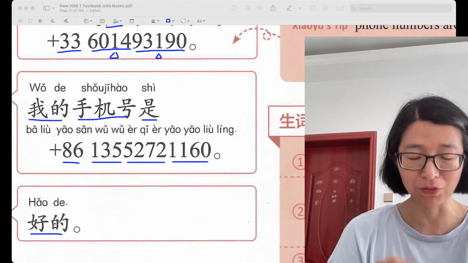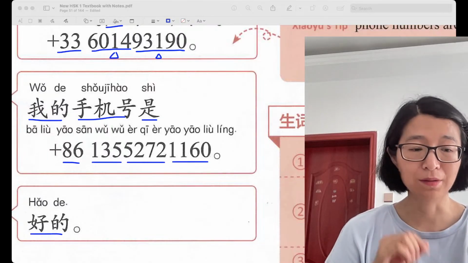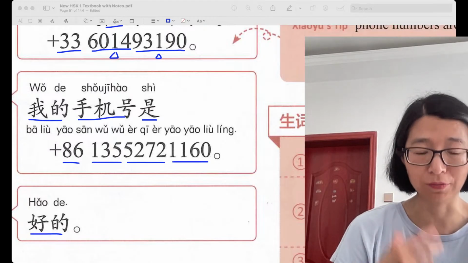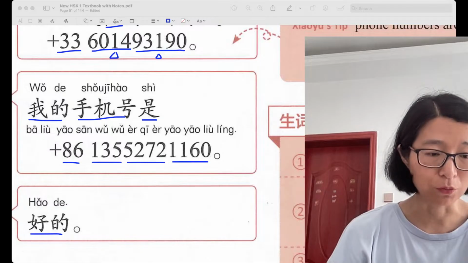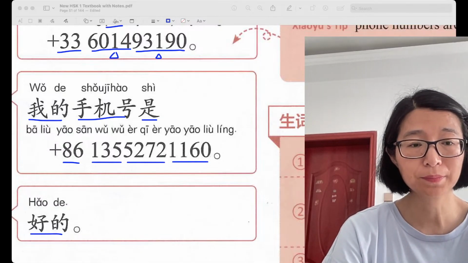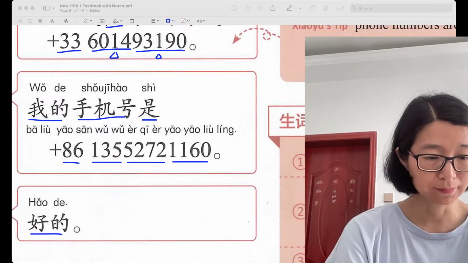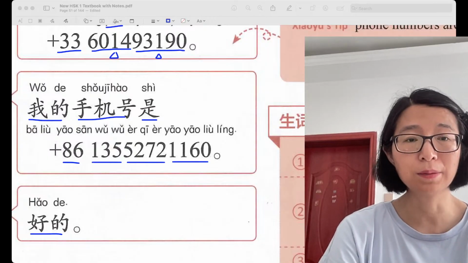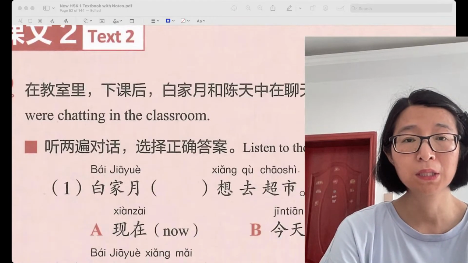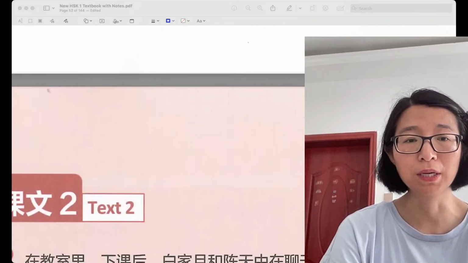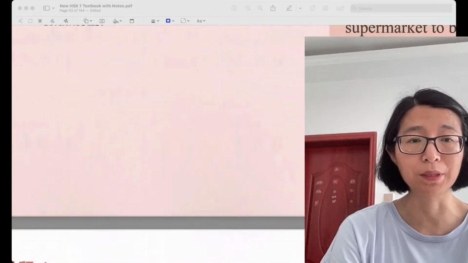Guys, have you got these two phone numbers? If you got it, you can comment below and show the numbers so I know if you can understand when Chinese people talk about their phone number. Okay, are you guys clear about what we just learned? How to ask about the phone number.